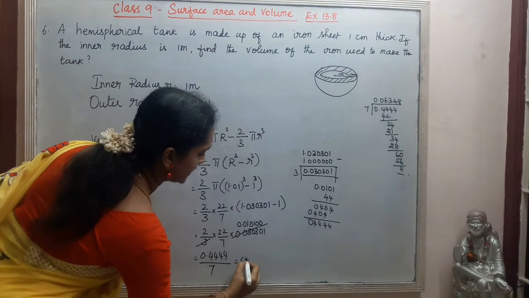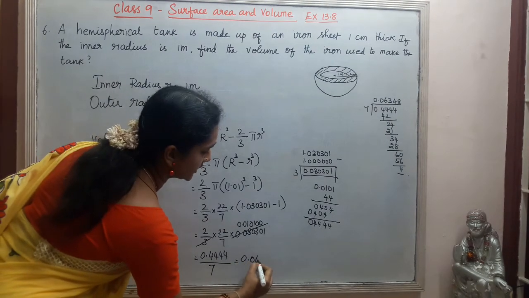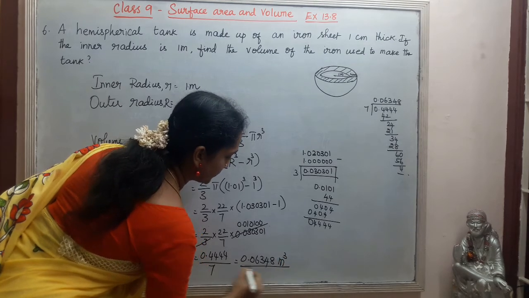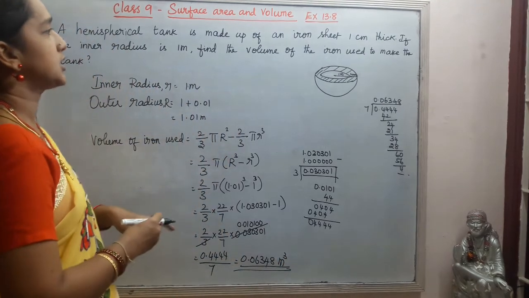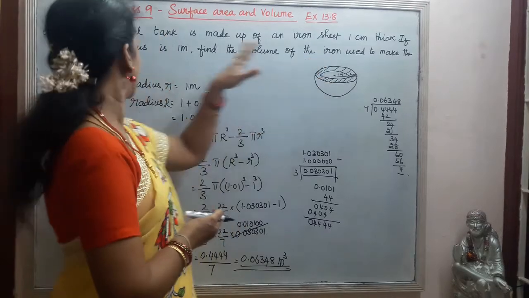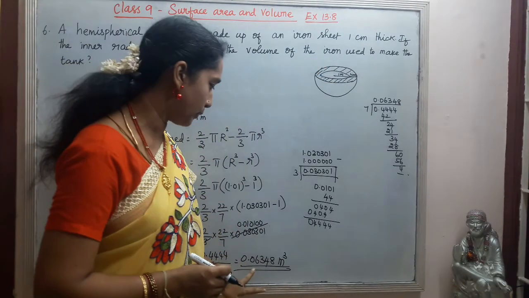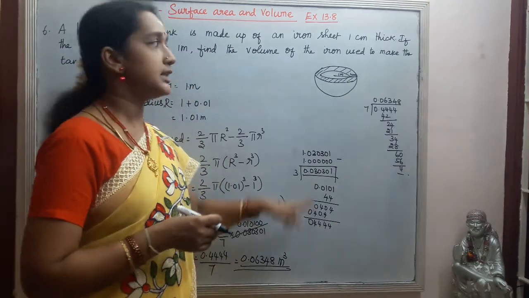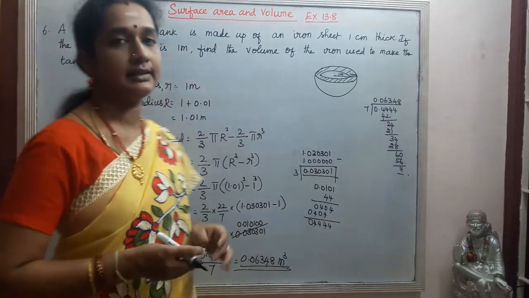So we will get the answer as 0.06348 meter cube. Okay. So this much is the iron used to make the tank. 0.06348 meter cube of iron is used to make the tank.